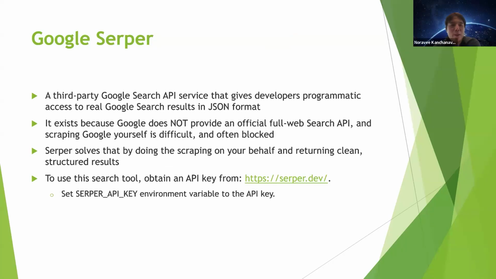Okay, so the next one is called Google Serper. Don't get confused with Google Search. It's not. It's a third-party Google Search API service that gives developers a programmatic way to access Google Search results. It exists because Google does not provide an official full web search API. So scraping Google itself is quite difficult and blocked. So Google Serper does it for you and returns a clean structured result for you. To use this one, you need to get an API key from serper.dev and then set that key to Serper API key environment variable.